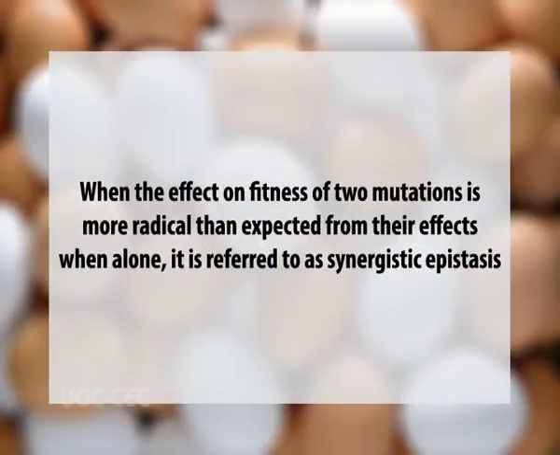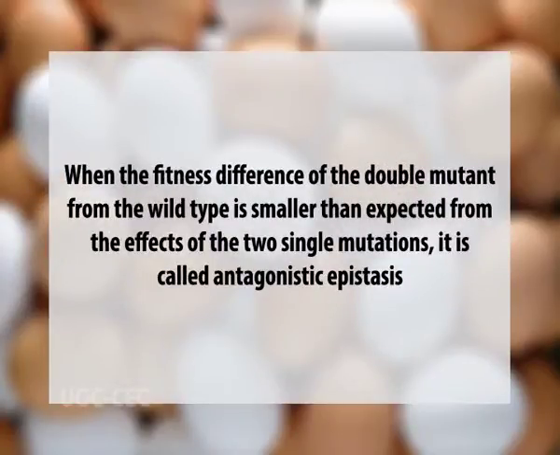Independently, when the effect on fitness of two mutations is more radical than expected from their effects when alone, it is referred to as synergistic epistasis. The opposite situation, when the fitness difference of one double mutant from the wild type is smaller than expected from the effects of the two single mutations, is called antagonistic epistasis. Therefore, for deleterious mutations, negative epistasis is also synergistic, while positive epistasis is antagonistic. Conversely, for advantageous mutations, positive epistasis is synergistic, while negative epistasis is antagonistic.